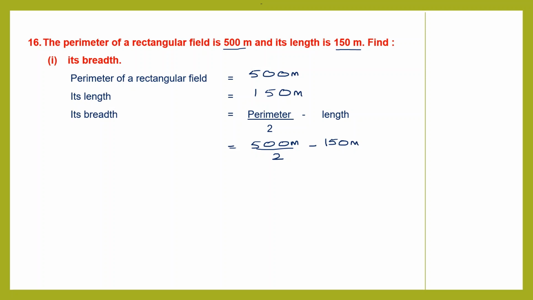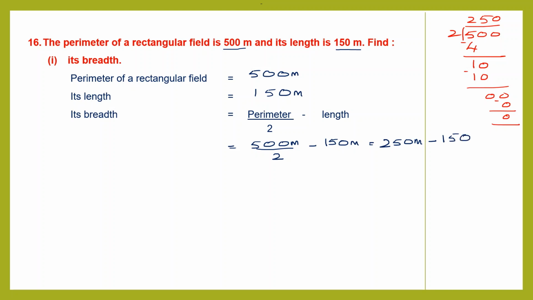So let's divide 500 by 2. 2 2s are 4 minus 4, 0, 2 5s are 10 minus 10, 0. So I've got 250. So 500 by 2 becomes 250 meters minus 150 meters. 250 minus 150 is 100 meters. So I have found the breadth to be 100 meters.